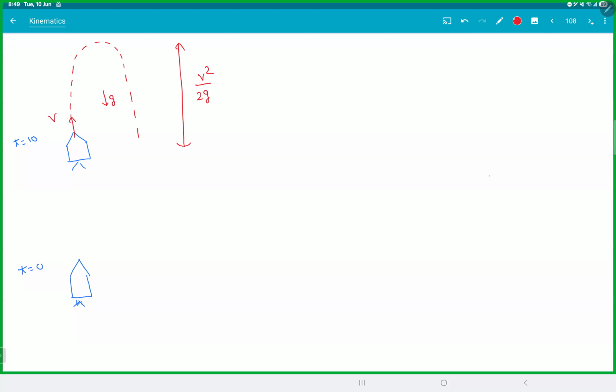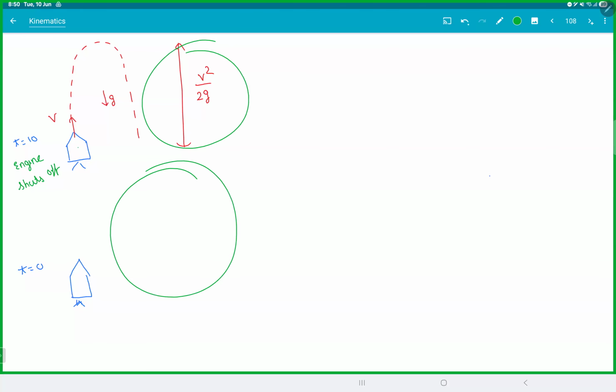Are you getting it? So T0 is the point where the engine shuts off. After the engine shuts off, the rocket doesn't stop. Because of the velocity, it will continue to go higher and then it will turn back. Are you getting this? So the Hmax will be this height plus the initial height it has gone up.